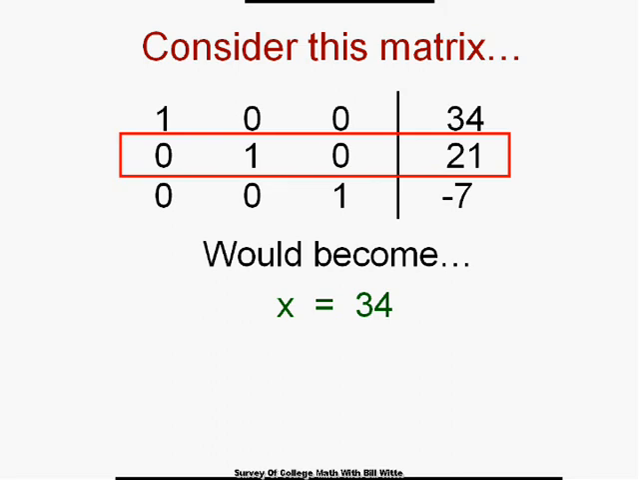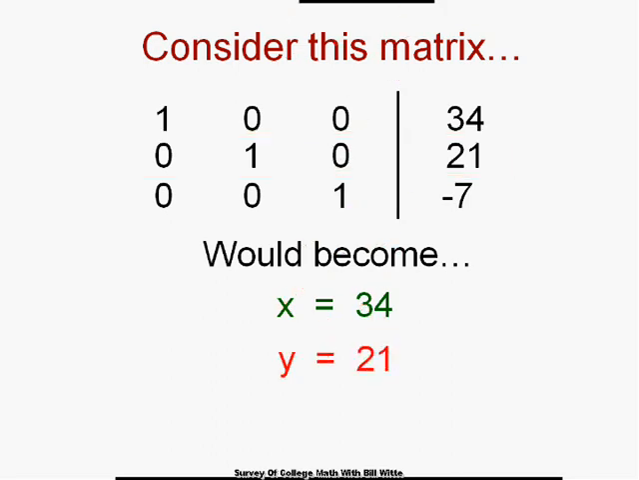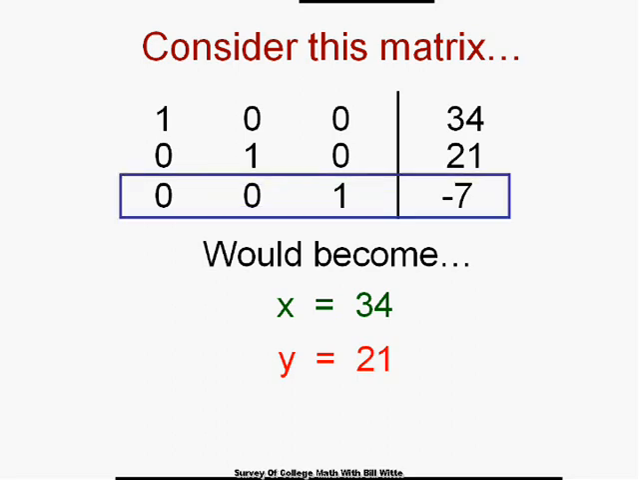And the second equation has a zero for the x and a zero for the z. It only has a number for the y. And of course, you love 1. So that's going to be 1y, but we don't say 1y. We say y. Son of a gun, y will be 21. And in this case, the only one that has a number other than 0 is the z.